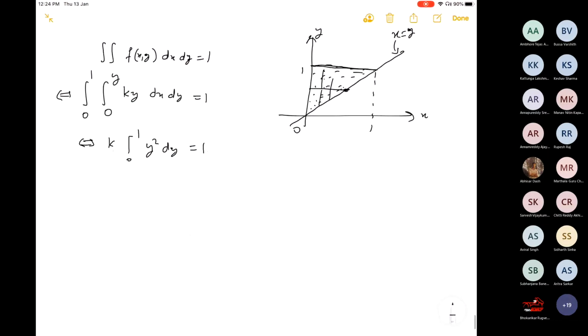Okay, so therefore this will be k times y cube by 3. So that means 1 by 3.